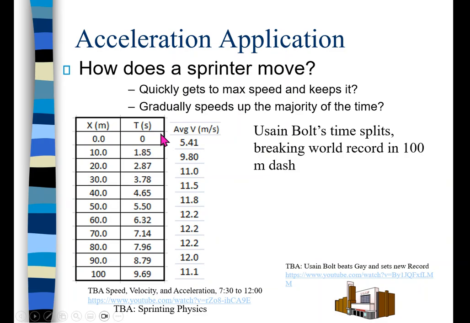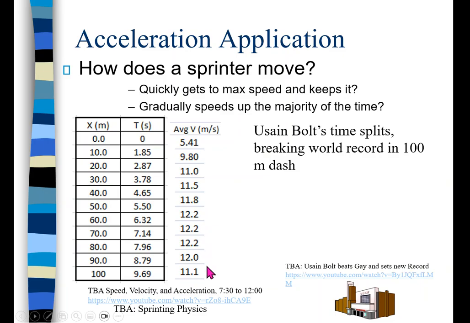I went ahead and ran the average velocities throughout here. For the first 10 meters, he was going on average about 5.41 meters per second. Then for the next 10 meters, he went at 9.8 meters per second, then 11, 11.5, speeding up. About two-thirds of the way done, he's maxing out at 12.2 meters per second. Then when he's almost out of energy, he does start slowing down because he used up so much energy early on.